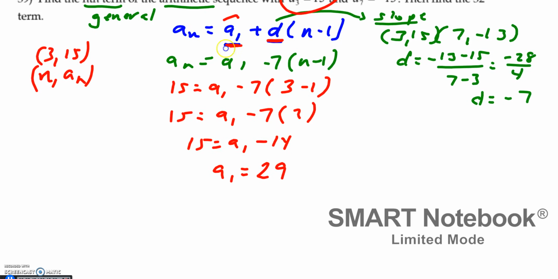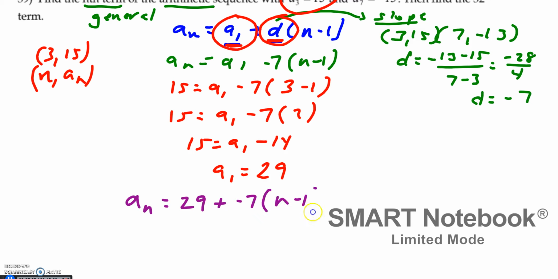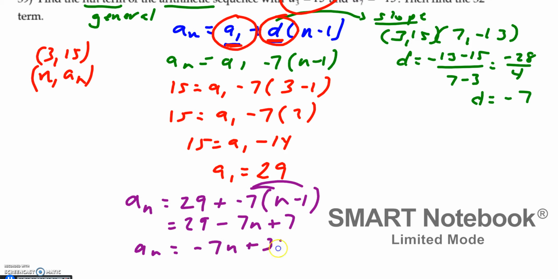Now that I have my first term and my common difference, I can plug them both back in and get my general equation. A sub n would equal the first term of 29 plus the common difference of negative 7 times n minus 1. If I distribute the negative 7, we get 29 minus 7n plus 7. And so my final general term would be negative 7n plus 36.